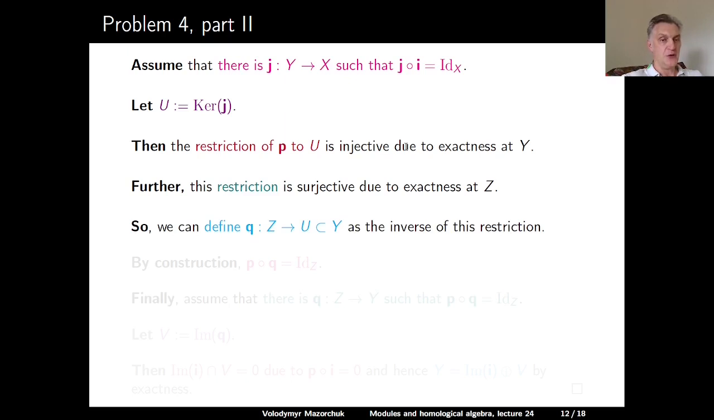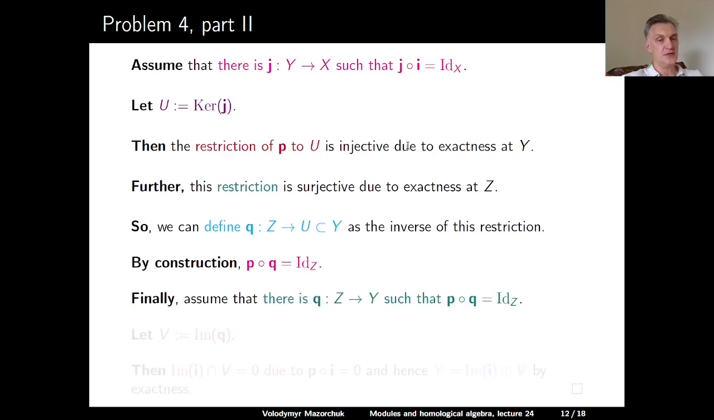So we can define Q from Z to U as the inverse of this restriction of P to U. And by construction, P after Q will be the identity on Z. So the second condition implies the third condition.